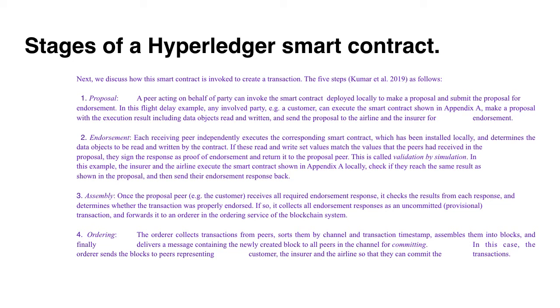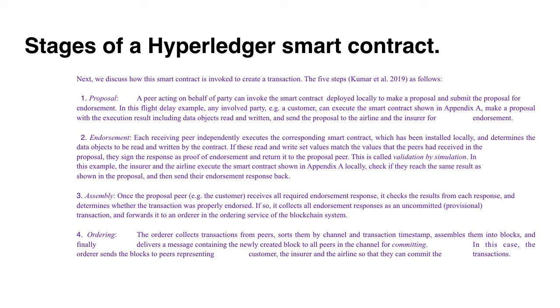At the endorsement stage, each receiving peer independently executes a corresponding smart contract which has been installed locally and determines the data objects to be read and written by the contract. If these read and write set values match the values that the peers have received in the proposal, they sign the response as proof of endorsement and return it to the proposal peer. This is called validation by simulation. In this example, the insurer and the airline both execute the smart contract shown in Appendix A locally, check if they reach the same result as shown in the proposal, and then send their endorsement response back.